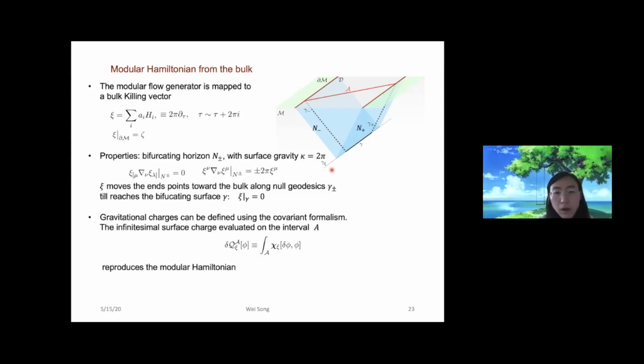And using this, we know that for each Killing vector, one can try to construct the gravitational charges associated with them. In particular, in this case, we consider this charge.